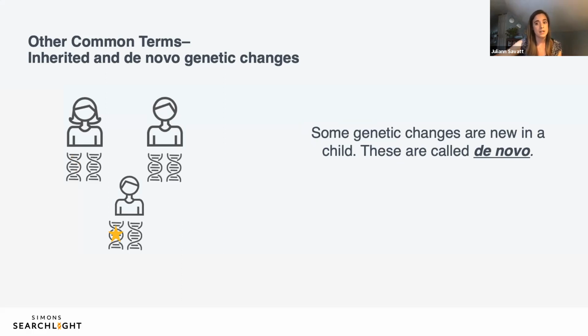As many of you might know, some genetic changes are new and unique to a child, meaning that they weren't inherited from mom or dad, but they happened early on in the sperm, in the egg, or early on in development. Whenever a change is new and unique to a child, we call these de novo variants because de novo means new in Latin. So it's an old Latin term that's sort of stuck in genetics, but it just means new and unique to the child.